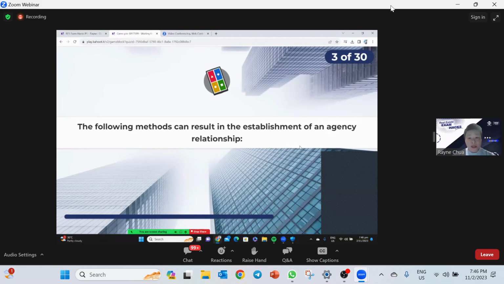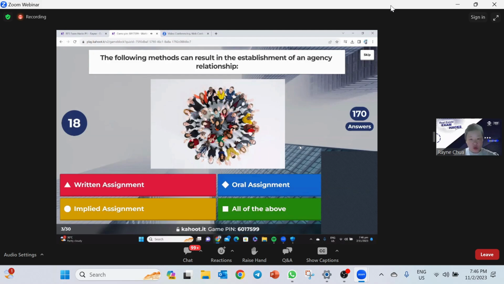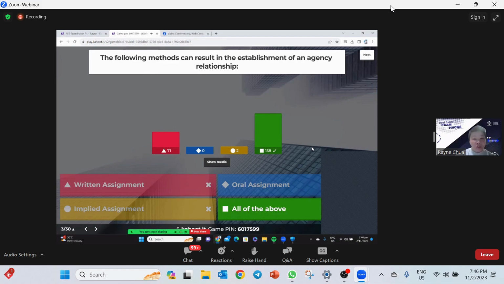Which of the following methods can result in the establishment of an agency relationship? See whether you know. This question is actually quite easy. To establish a relationship between the two parties, it can be in the form of a written assignment, which means through the exclusive form that we sign. Orally also can: if the person gives you approval verbally, that can be considered too. Implied also can.